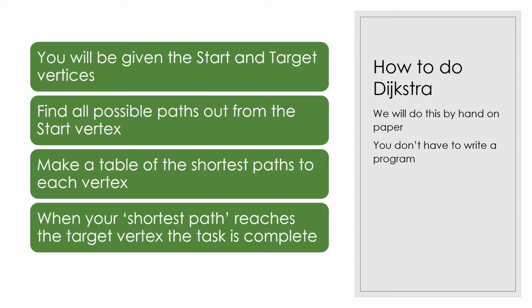When you do Dijkstra on paper, they'll give you a start and target vertex. You record all possible paths from the start vertex and pick the shortest one each time. When your shortest path reaches the target vertex, you've found the route from the start to the target. And we'll record this in a table with paper and pen. You can follow along with this at home as you're watching this lesson.